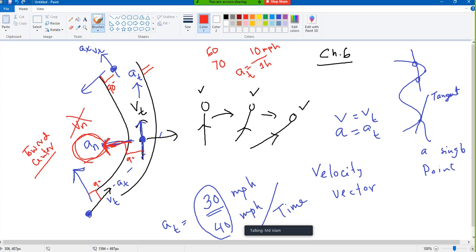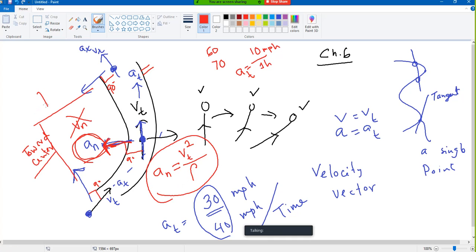In your handout, I explained the theory. Here I am not going into the theory. Very shortcut, just memorize the equation. AN is Vt square divided by rho. What is rho? Rho is the radius. Sometimes we call it the instantaneous radius. Why instantaneous radius?